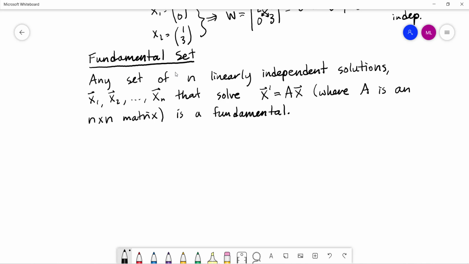So is a fundamental set. Let me complete this sentence. There we go. A fundamental set.